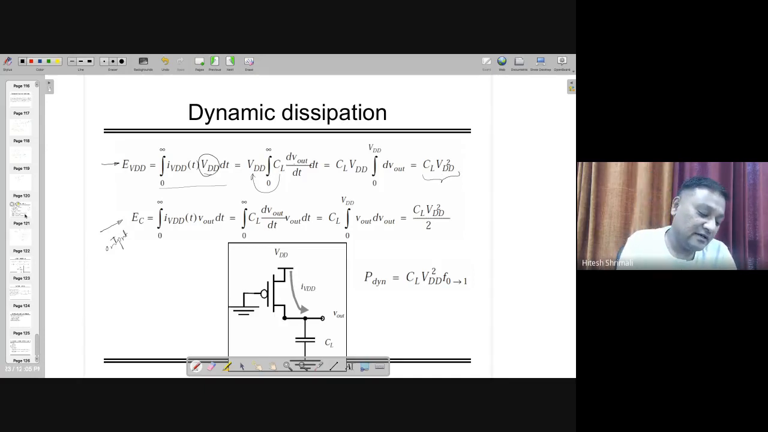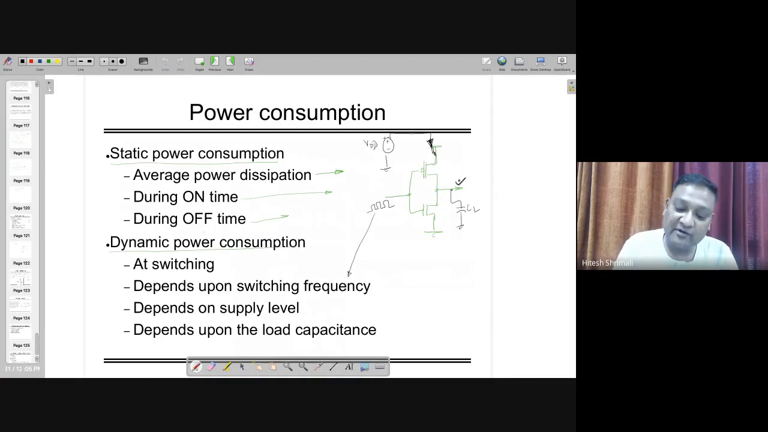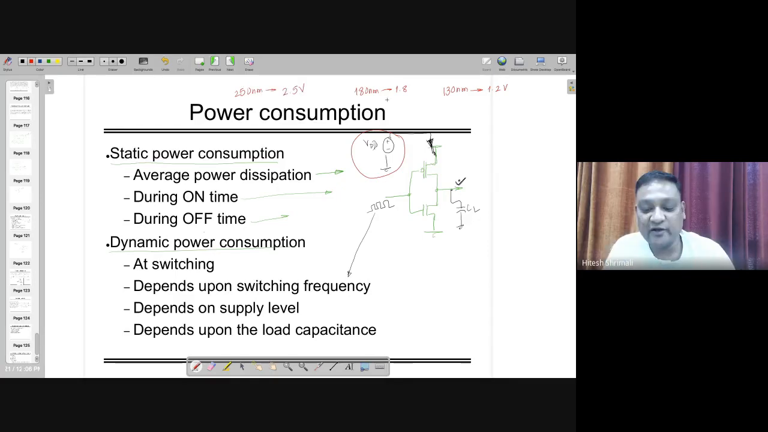So it depends on how big a supply you are using. If you are using 130 nanometer, the supply voltage is 1.2 volt. If you are using 180 nanometer, the power supply is around 1.8 volt. If you are using 250 nanometer, the supply voltage is 2.5 volt. So you can see that as the technology is bigger, the power consumption is bigger, because the static power consumption is CL times VDD squared, and as you are shooting the supply up, the power consumption is also increasing.